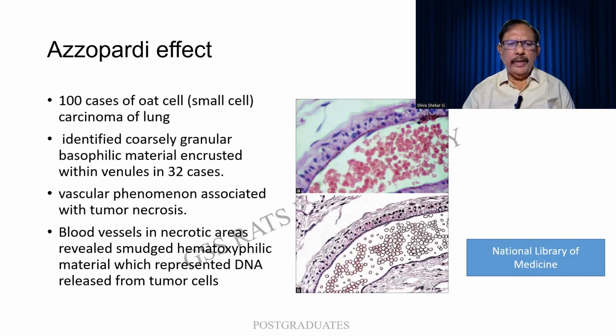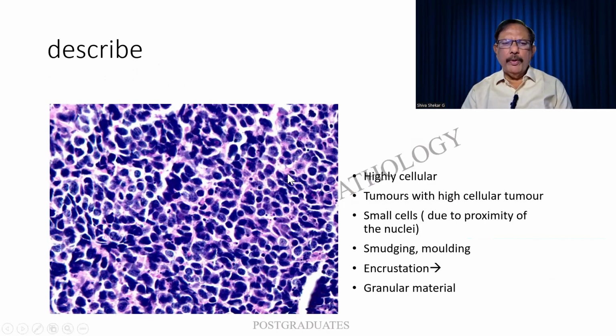The Azzopardi effect. I would like you people to describe this. So, obviously, it is highly cellular. Whenever I say highly cellular, I should see the proximity between the adjacent cells. And I find that there is hardly any cytoplasm, which means they are all nuclei. High cellular turnover and small cells because of the proximity of the nuclei. There can be smudging, so you do not find the details. Molding can be there because of rapid division and redivision. Incrustation can be there, and deposition is incrustation. Granular material can be seen.